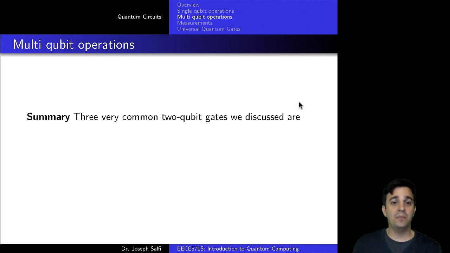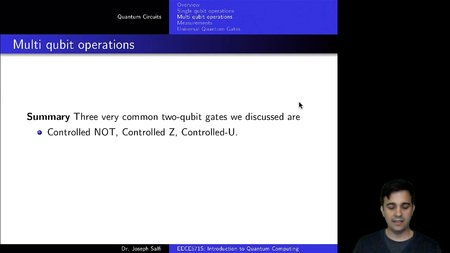Summary of the simple multi-qubit operations is that we have 3 very common 2-qubit or multi-qubit gates. Well, 2 of them are 2-qubit, and 1 could either be a 2-qubit or a multi-qubit gate. These are the controlled NOT, a 2-qubit gate, the control Z, another 2-qubit gate, and a controlled U, which can be either a 2-qubit or a multi-qubit gate.